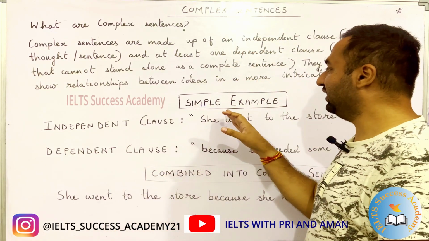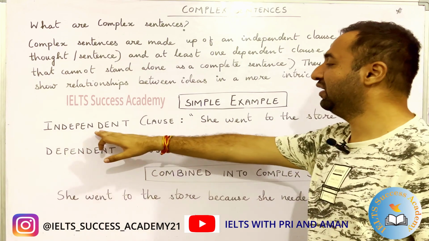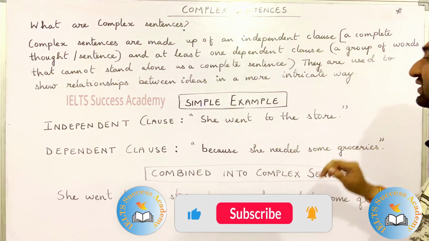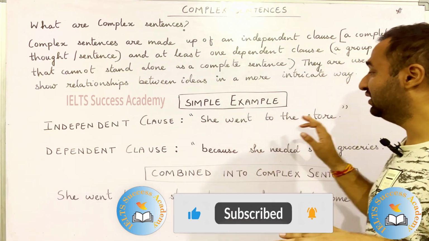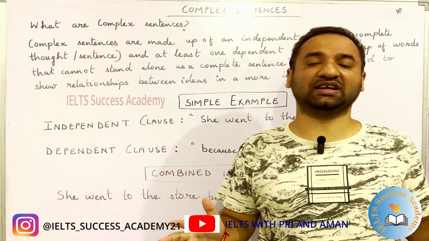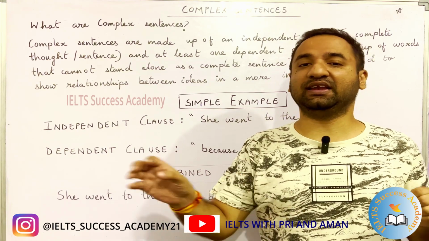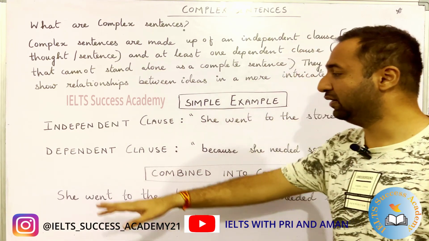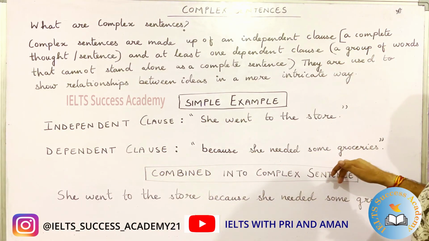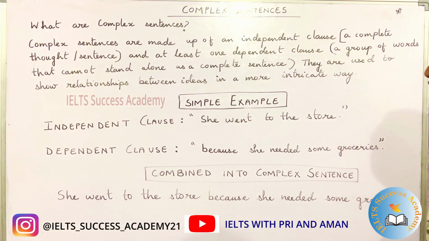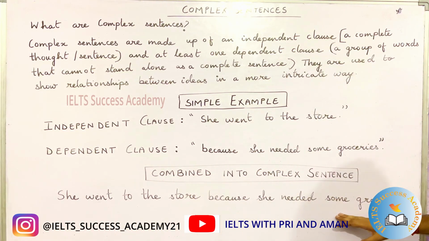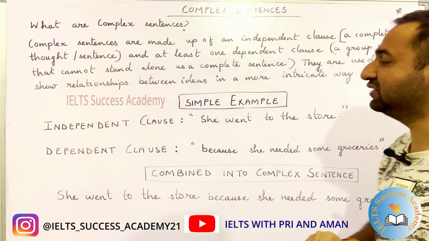Okay, so let's look at one example. For an independent clause: she went to the store. This is a complete sentence. She went to the store. It can stand alone, it can stand by itself. It doesn't need any other supportive sentence. And the dependent clause: because she needed some groceries. So the whole sentence would be, she went to the store because she needed some groceries.